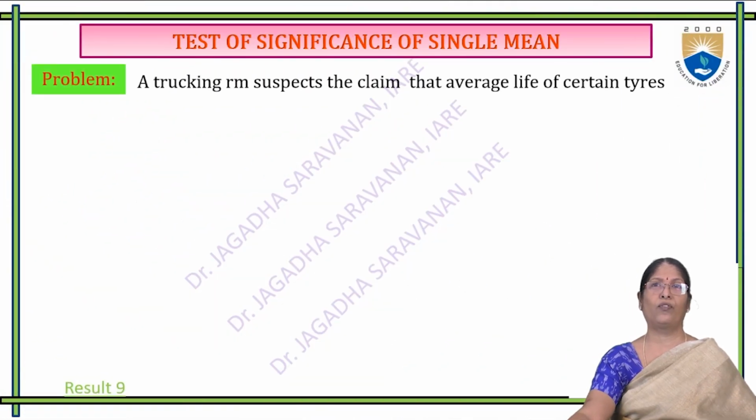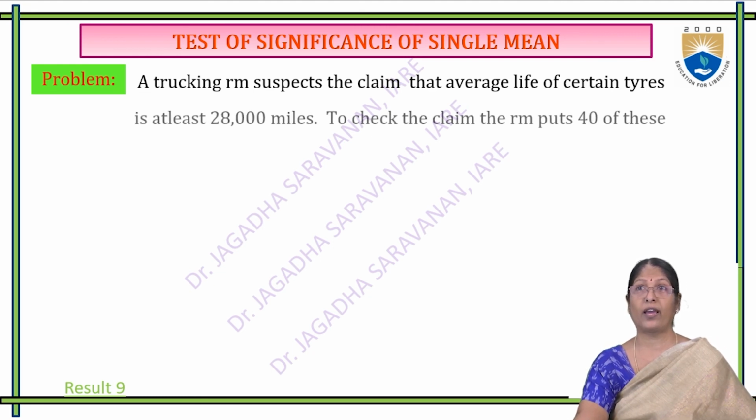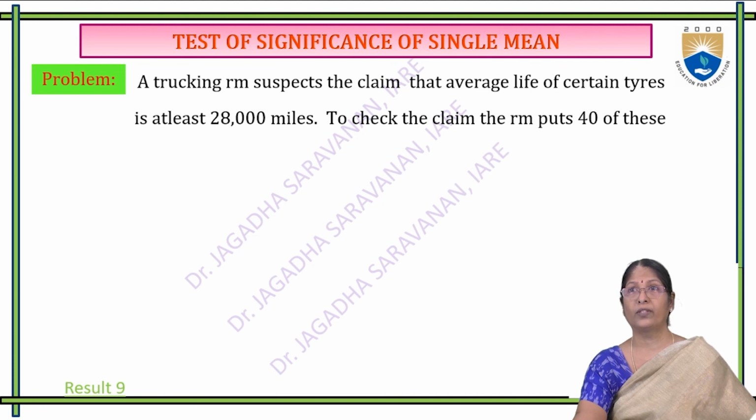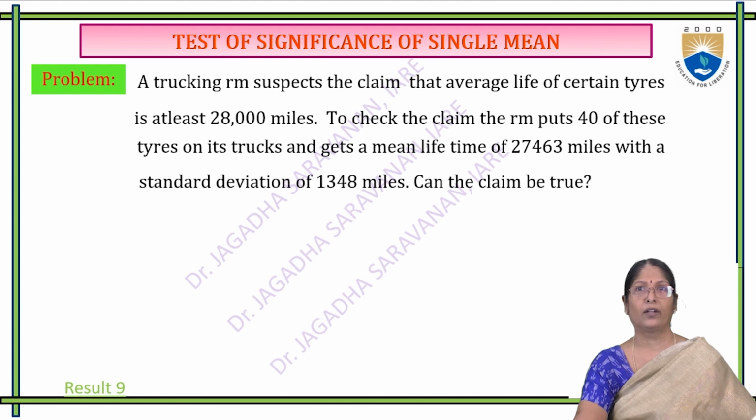Yeah, this is the final problem. A trucking firm suspects the claim that the average life of certain tires is at least 28,000 miles. To check the claim, the firm puts 40 of these tires on its trucks and gets a mean lifetime of 27,463 miles, with a standard deviation of 1,348 miles. Can the claim be true?